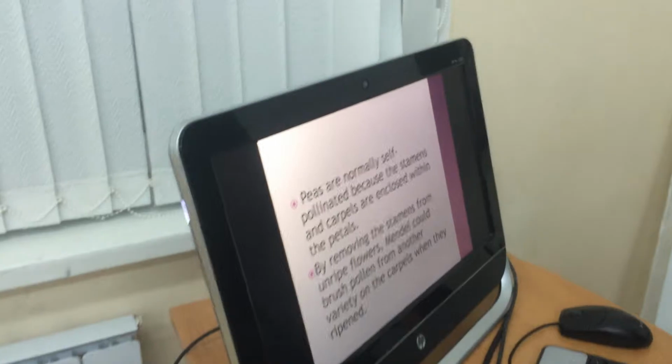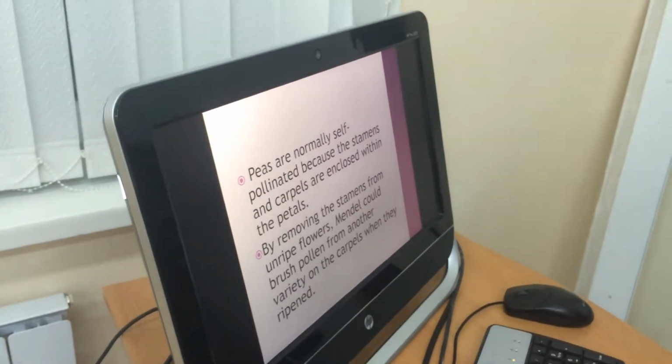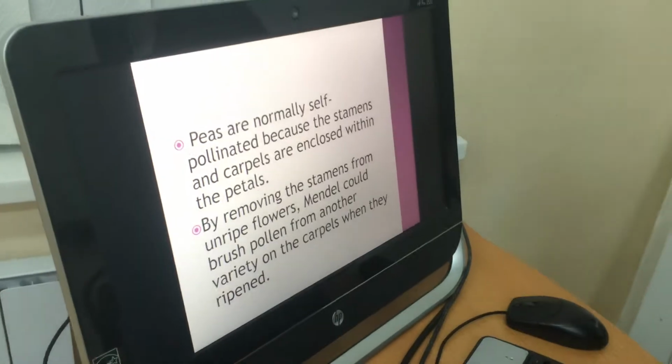So how did he do that? He did it through crossings. His peas are normally self-pollinated because the stamens and carpels are enclosed within the petals. By removing the stamens from unripe flowers, Mendel did the experiment. And Mendel could dust pollen from another variety onto the flowers when they ripened.